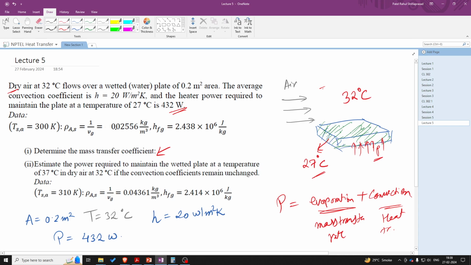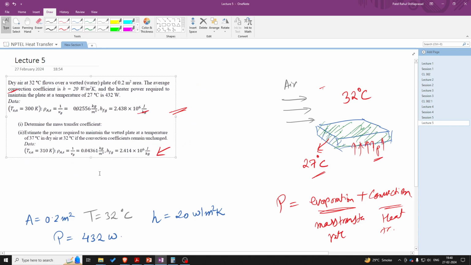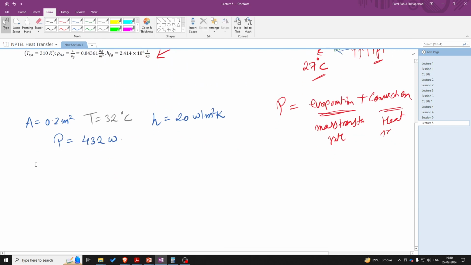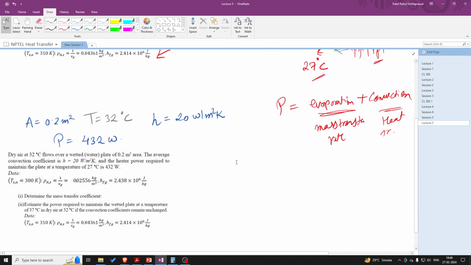And then in the second question, we have been asked to find the power if the wetted plate is maintained at a temperature of 37 degrees Celsius in dry air of 32 degrees Celsius. Earlier, if the wet plate was at a temperature of 27 degrees Celsius, the power was 432 watt. Now they asked that if the temperature of the plate is 37 degrees Celsius, then what would be the power required if the convection coefficient remains unchanged. So yes, let's try solving this question. I have shared the questions with you.